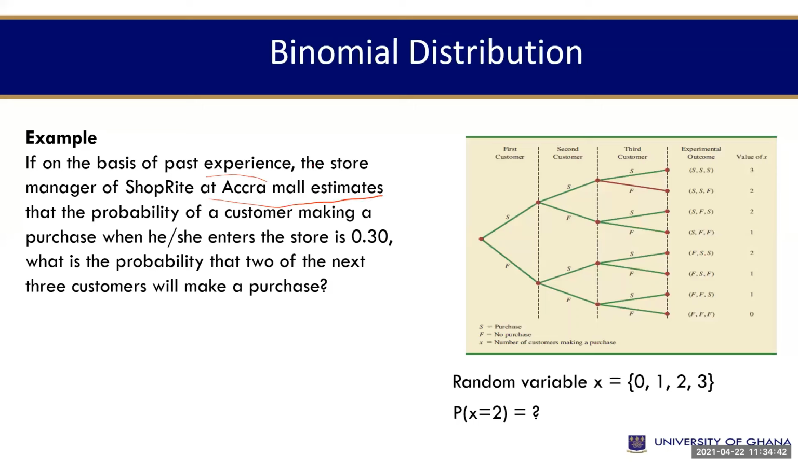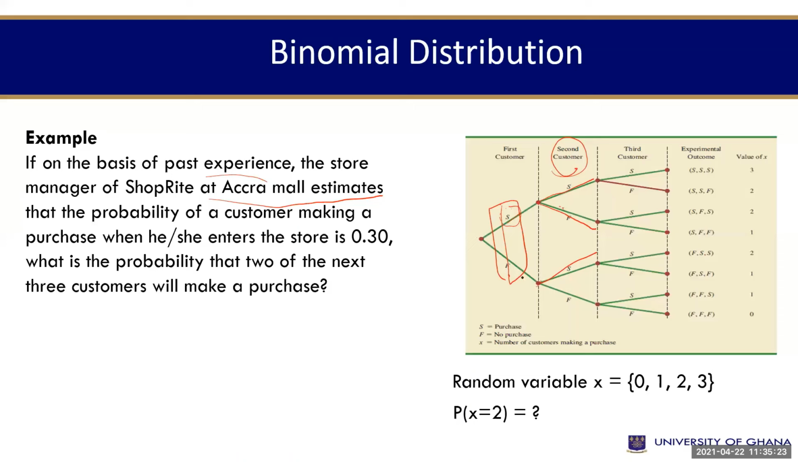Good. If, from this problem, on the basis of past experience, the store manager of ShopRite at Accra Mall estimates that the probability of a customer making a purchase when he or she enters the store is 0.3, what is the probability that 2 of the next 3 customers will make a purchase? Okay. So for the first customer, these are the possible outcomes, which is either success or failure. Then for success, when we look at the second customer, it's either there will be success or failure.